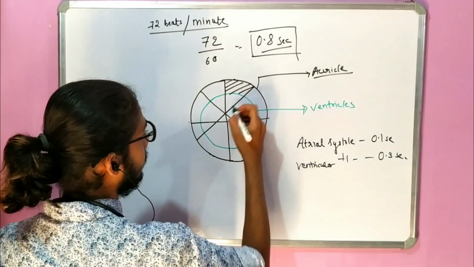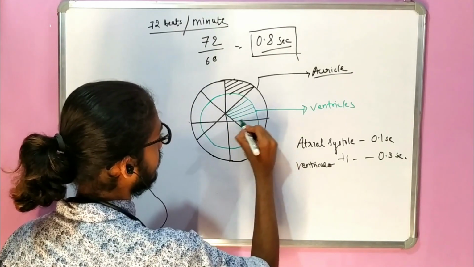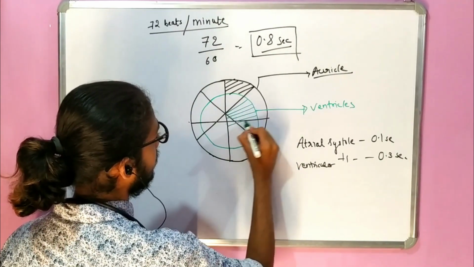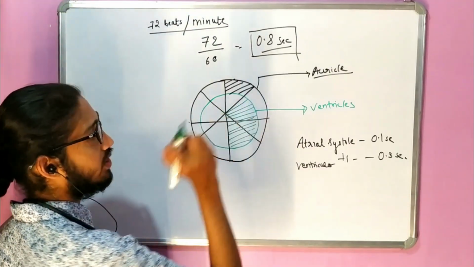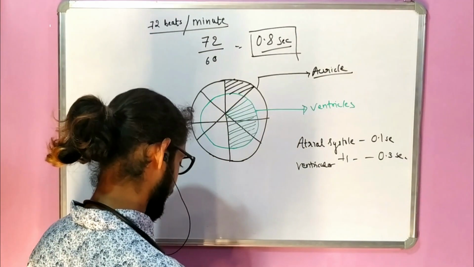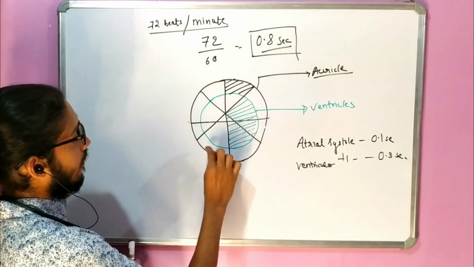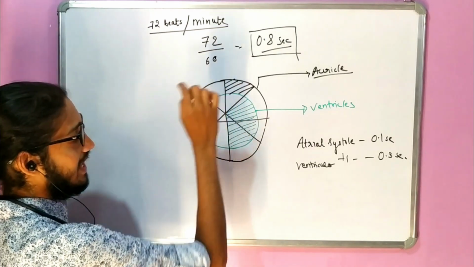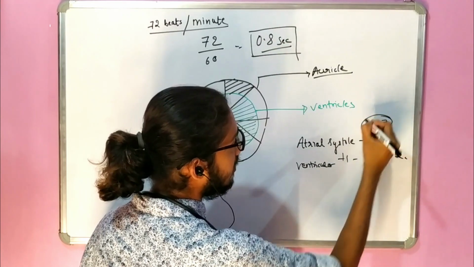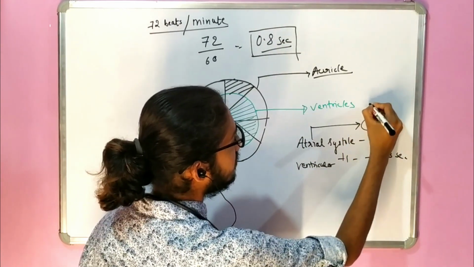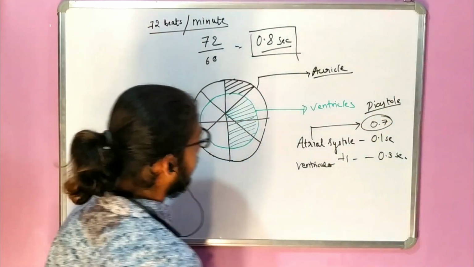This one here accounts for your ventricular systole. So 0.3 seconds, that's why I've taken 3 segments of the pie chart. Now 1, 2, 3, 4, 5, 6 and 7. So for the remaining 0.7 seconds, your atrial diastole takes place. That means your auricles are resting.